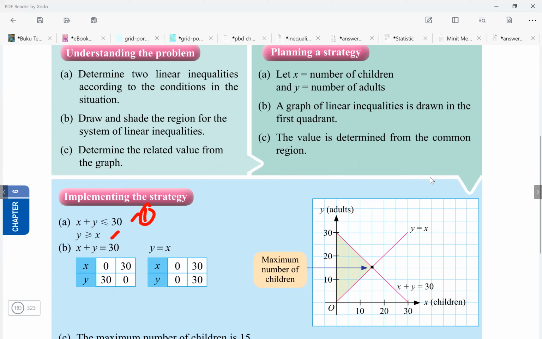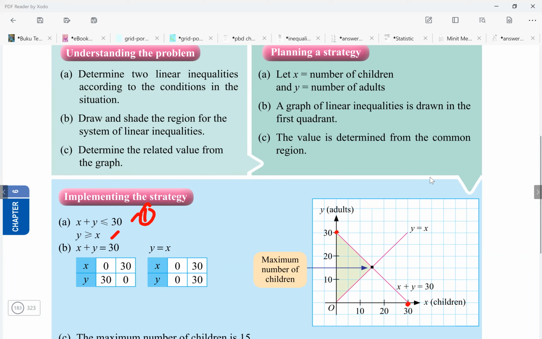All right, so x plus y equal to 30, you want to draw a straight line. If your x equal to 0, your y equal to 30. If your y equal to 0, your x equal to 30. So you have 2 points here, that is (0, 30) and also (30, 0). And then you make a straight line and label it.